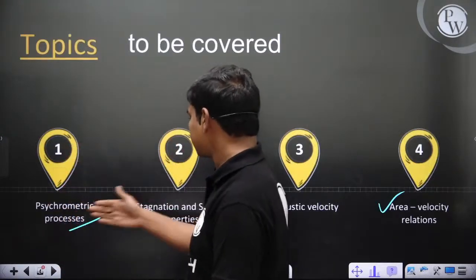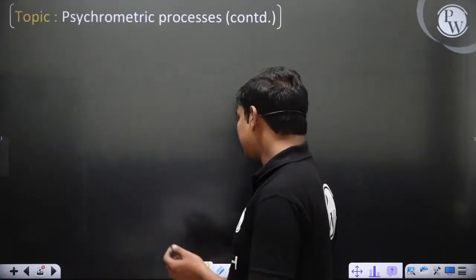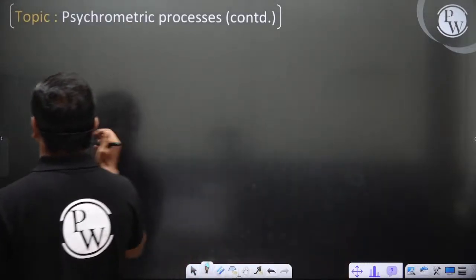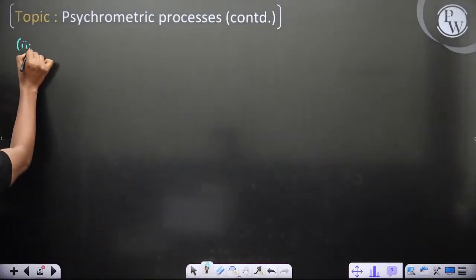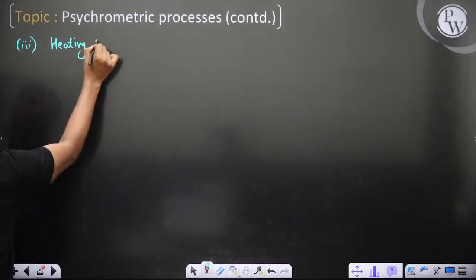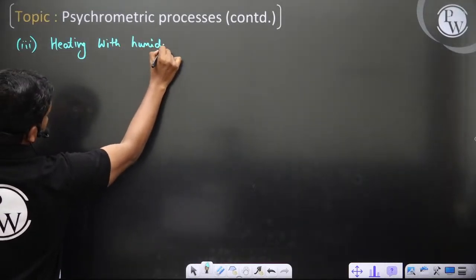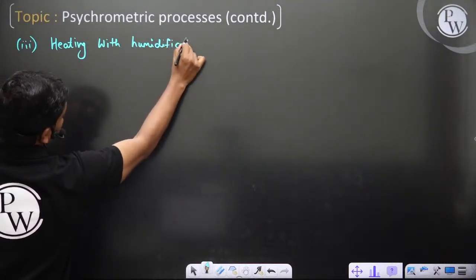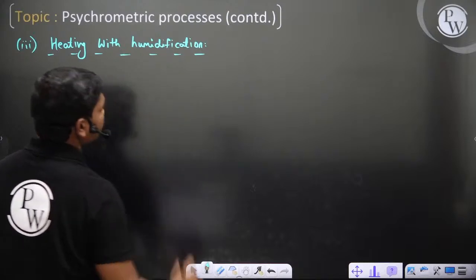So basically this is how we are going to cover. Whatever is left we'll cover now. So, continued. Now let us see process C, or basically the third process, heating with humidification. So what is this heating with humidification? Let's see.